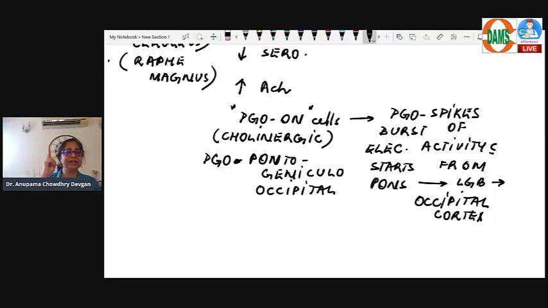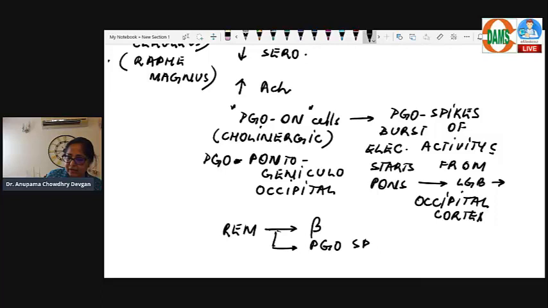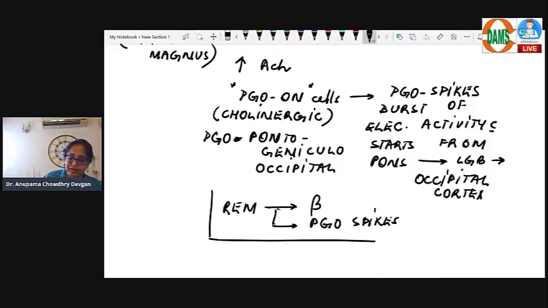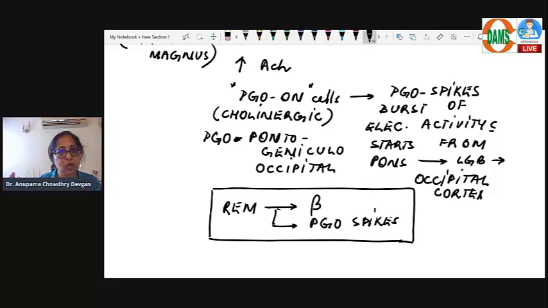In REM sleep, two important electrical activities are seen: beta rhythm and PGO spikes. What are these PGO spikes? Let's see them once again. PGO spikes is a burst of electrical activity which starts from the pons, goes to the lateral geniculate body, and from there to the occipital cortex.